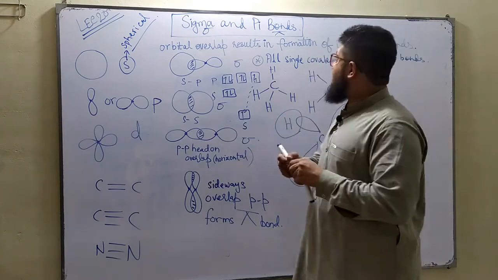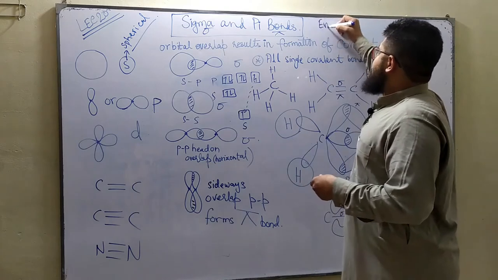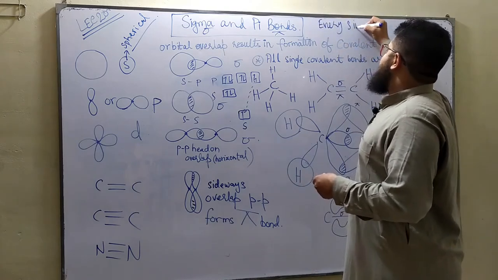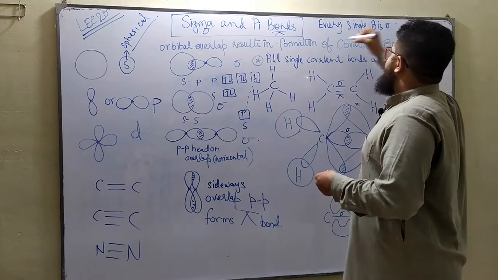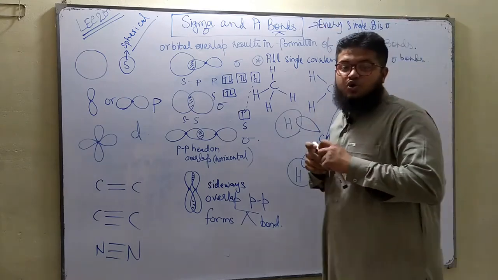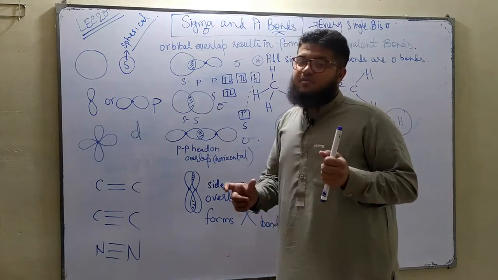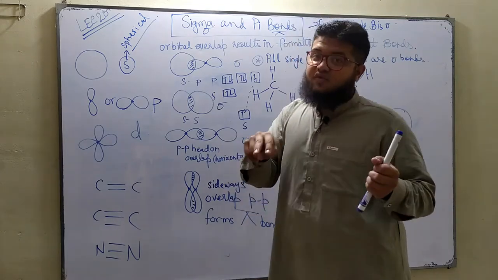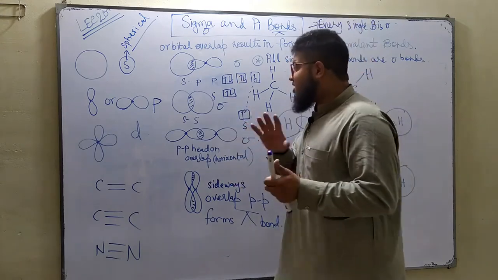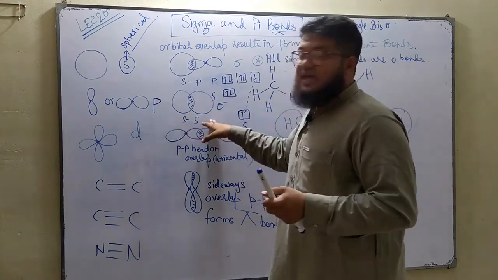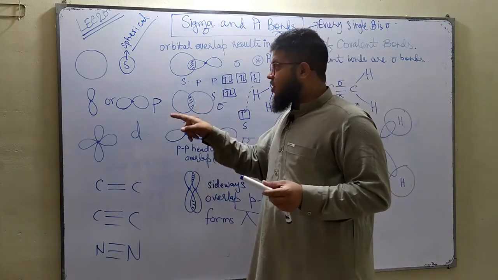Just learn this fact that every single covalent bond is a sigma bond. This is one fact that I want you to note, that every single covalent bond is a sigma bond, whereas the double covalent bond is going to have a pi bond as well as a sigma bond, but we'll come to that. First of all, SS overlap will result in a sigma bond.